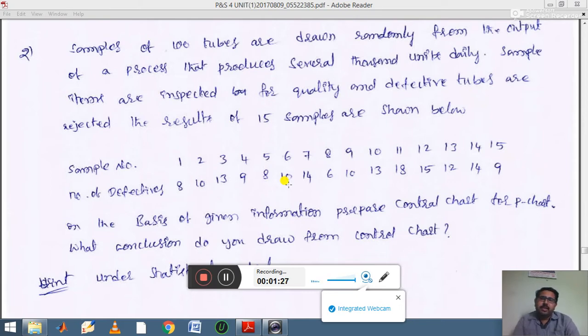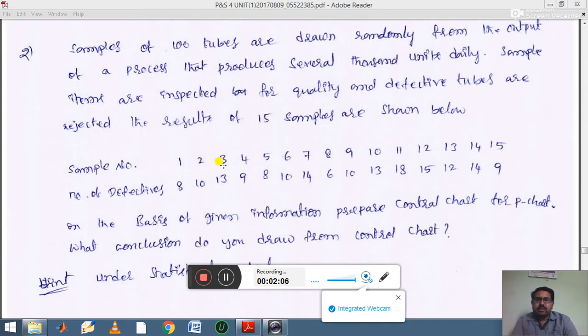After finding CL, UCL and LCL value, you need to draw the control chart, because they are asking for the control chart for P chart. So on the basis of the control chart, you need to come to a conclusion whether the process is under control or out of control. Here to draw the control chart, you use the same procedure like we used in X bar chart and R chart.